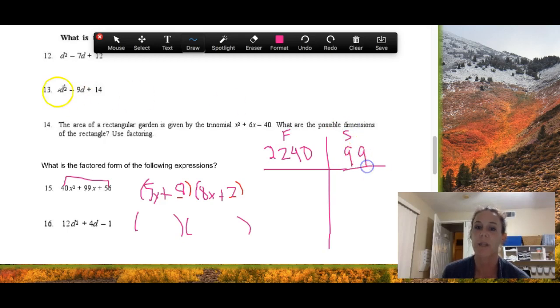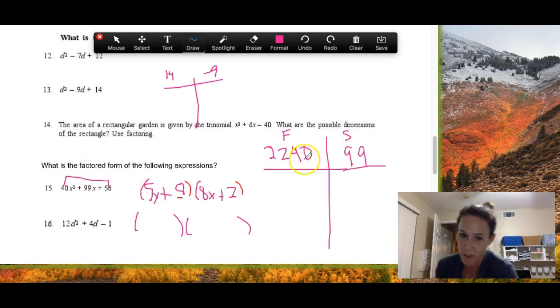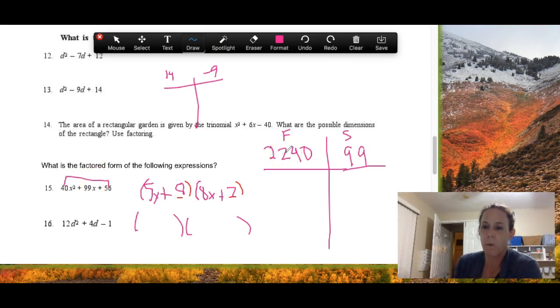Just like I did with these, I did what are the factors of 14 that add to be -9. Okay, but this is a little trickier. You have to multiply these together first, because I have this term. All right, well, what are the factors of 2240? Oh my goodness, there are a lot of factors of 2240.